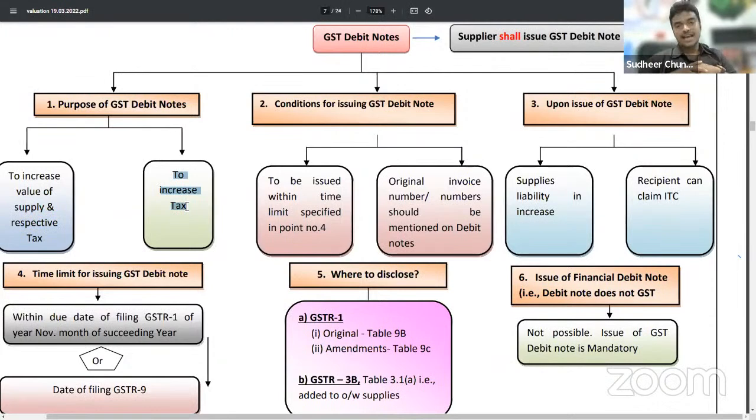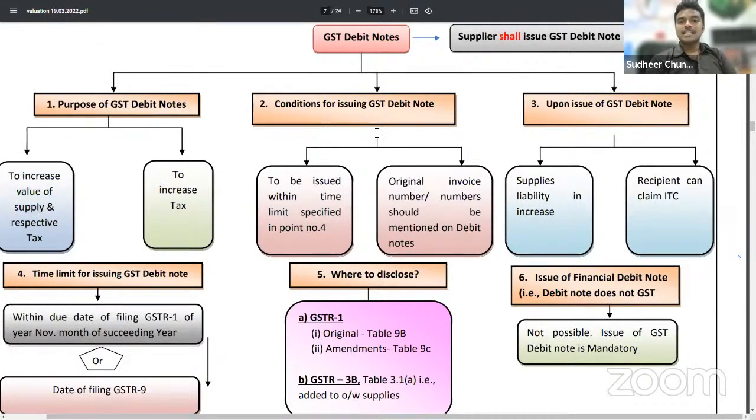For example, 5% GST was charged. In 2017-18 and 2018-19, the dealers of MRF tyres charged only 12% GST. Later they increased it to 18% GST. For the different 6% GST, they have issued GST debit notes. So to increase the tax or to increase the value of the supply, what do they need to do? A GST debit note will be issued. Okay. So now coming to the next one.